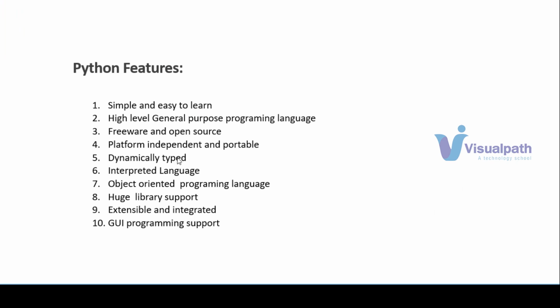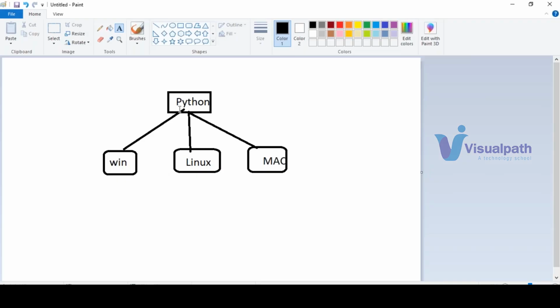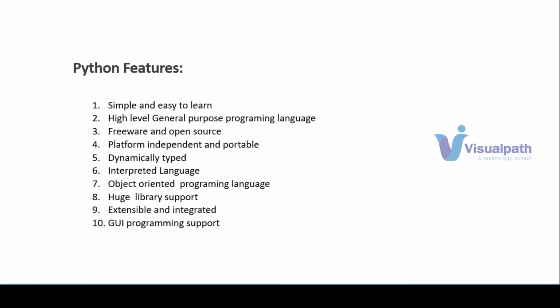Okay, and also it is portable. Portable means moving from one place to another place. Say you have written your Python program on Windows. Tomorrow your company doesn't want to use the Windows operating system, they want to use Linux. So they can directly move all the project to Linux without doing any changes to your code, because it is platform independent. So Python is portable because it is platform independent, right?